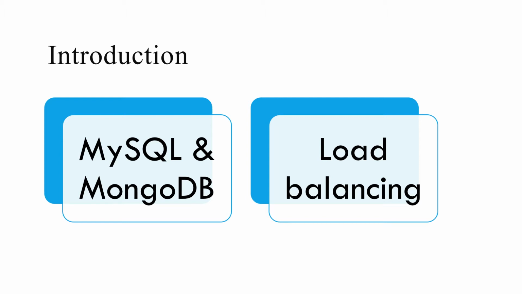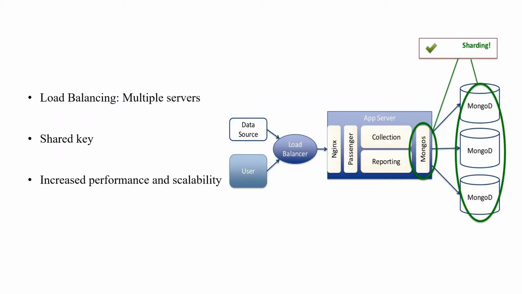Now to handle huge amounts of data, MongoDB uses a load balancing technique. Under this technique, multiple servers are created and data are distributed among these servers. Now the shard key is generated, which handles the distribution of data among the servers.